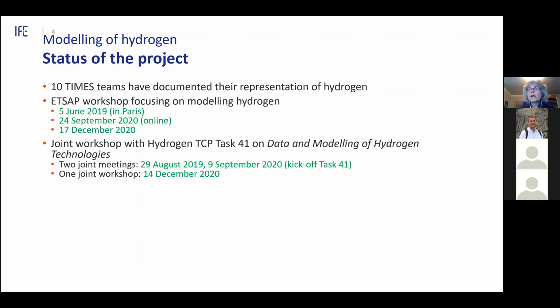We have also had joint workshops with the Hydrogen-TCP. We have had 2 meetings, in 2019 and in September 2020. So Task 41 used more than a year actually to get established, but now they had a kickoff meeting in September this year. And earlier this week, we had a joint workshop with the Hydrogen-TCP.